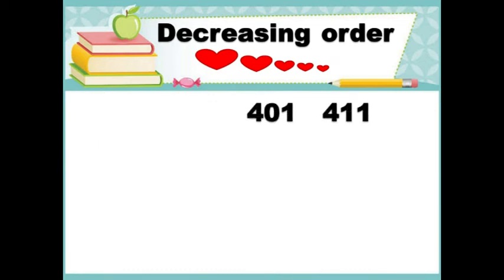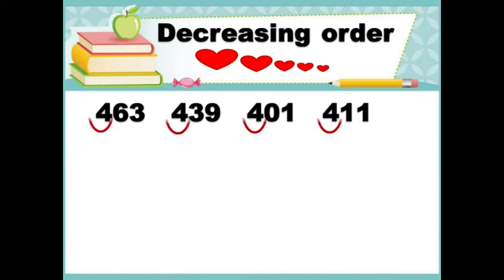Another example. We have here 463, 439, 401, and 411. So let's look at the numbers in hundreds. We have the 4, 4, 4, 4. They are the same. So let's move on to tens. We have the 6, 3, 0, 1. So which among the four numbers is the biggest number? Is it 6, 3, 0, or 1? Very good. It is 6.